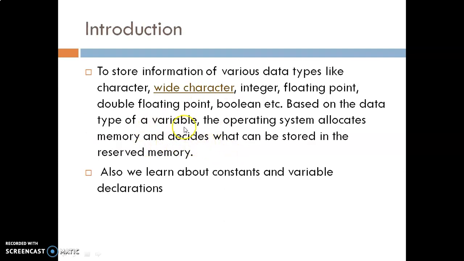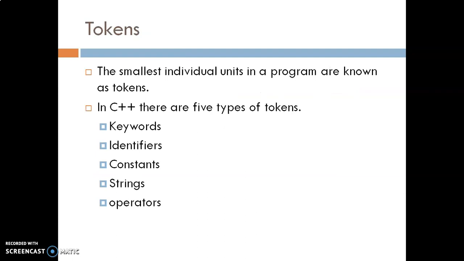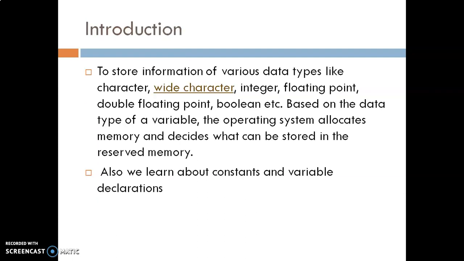To store information of various data types like character, wide character, integer, floating point, double floating point, boolean, etc., based on the data type of a variable, the operating system allocates memory and decides what can be stored in the reserved memory. So, according to the data type, the system decides what can be stored in the reserved memory. It means we will have to focus on the data types of a variable. You all are aware of all the kinds of variable data types.